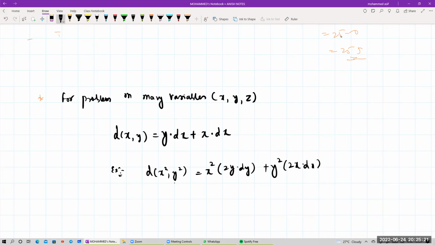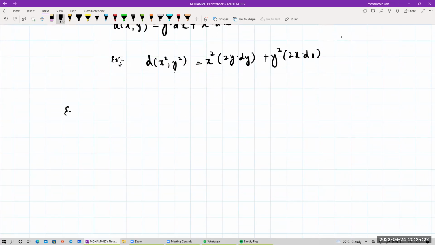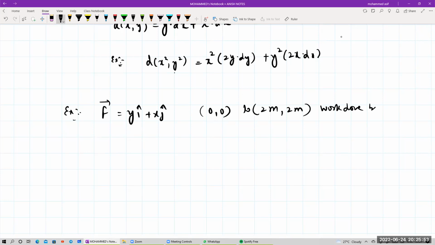Like, for example, I'll give you one question for it. This was also asked once in JEE. F is equal to y i cap plus x j cap, acting on a body to displace it from 0, 0 to 2 meter, 2 meter. The question asks: what is the work done by this force?